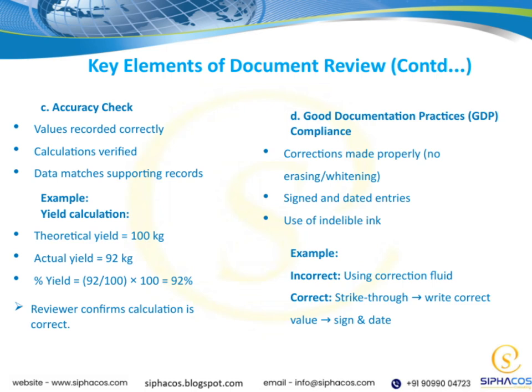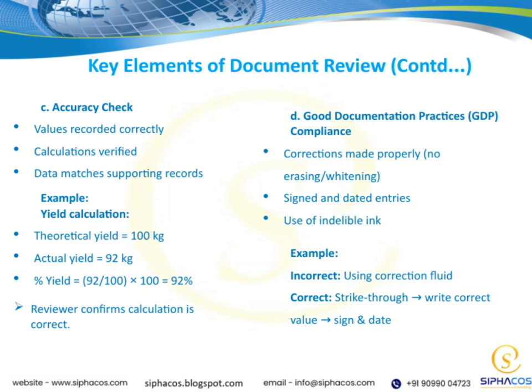Now, let's move on to some key aspects of good documentation practices, or GDP compliance. First, it's essential that corrections are made properly. That means no erasing or whitening of entries. Instead, if a mistake is found, you should strike through the incorrect information, write the correct value nearby, and then sign and date the correction. Using correction fluid or similar methods is incorrect and should be avoided. Next, all entries must be signed and dated to ensure accountability and traceability. This helps verify who made each entry and when it was made. Additionally, always use indelible ink. This prevents the writing from fading or being altered over time, which is critical for maintaining data integrity.